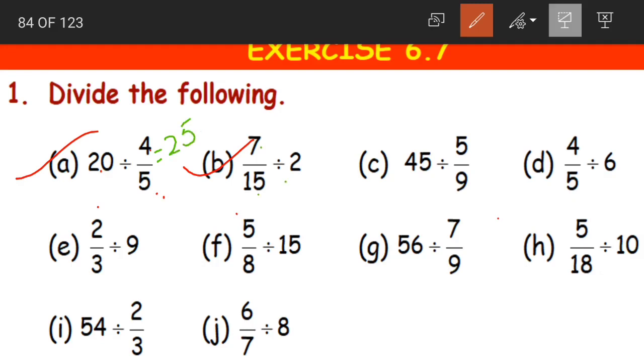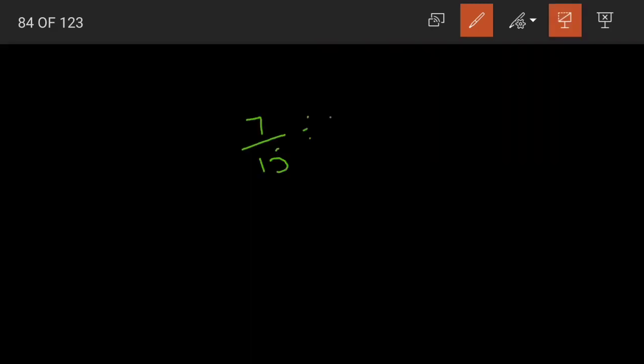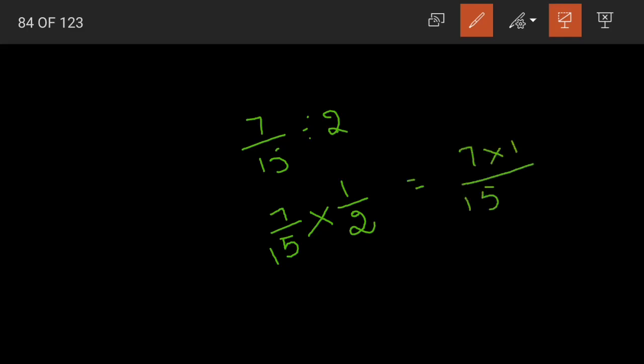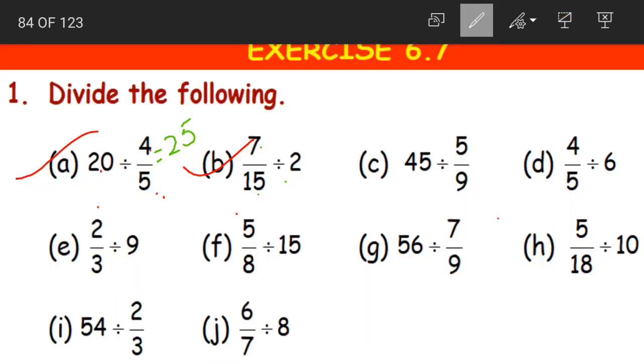Next, 7 by 15 divided by 2. Again, how will we do this? Keep 7 by 15 as it is. Division becomes multiplication. For 2, we write the reciprocal. The reciprocal of a whole number is 1 by the number. So it is 1 by 2. Now how will we solve this? 7 into 1 divided by 15 into 2 is equal to 7 by 30. This is the quotient of division between 7 by 15 and 2. 7 by 30 is the answer.